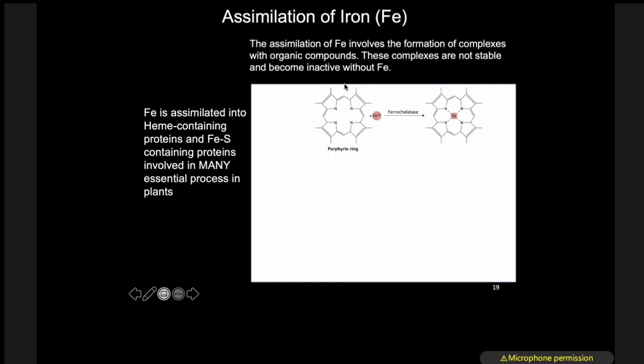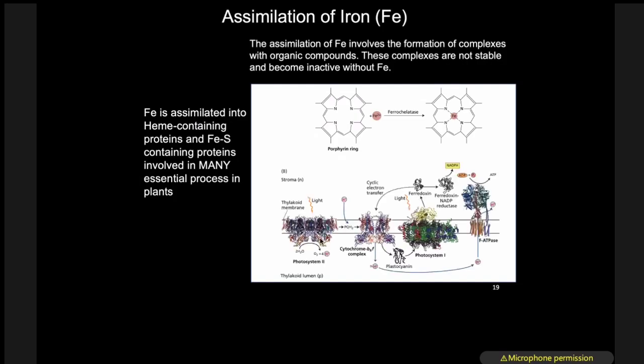So iron can be assimilated into heme-containing proteins. This is an example of a heme ring. It could also go into iron sulfur clusters, and these heme-containing proteins and iron sulfur proteins are involved in many processes. So, for example, many of these protein complexes contain iron in either iron sulfur or heme form. And this is actually showing you some of the protein complexes involved in photosynthesis, right?